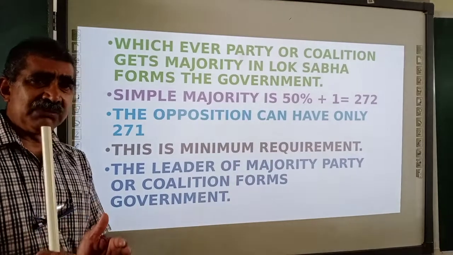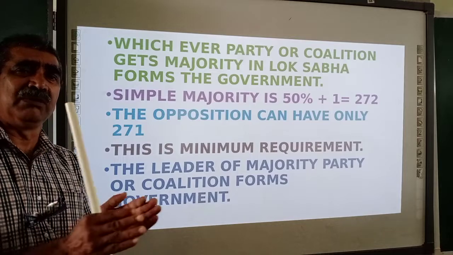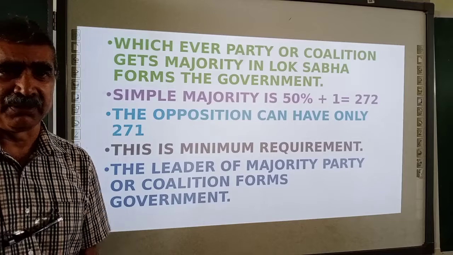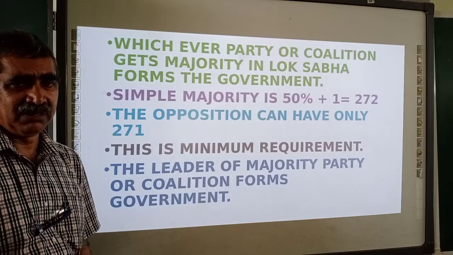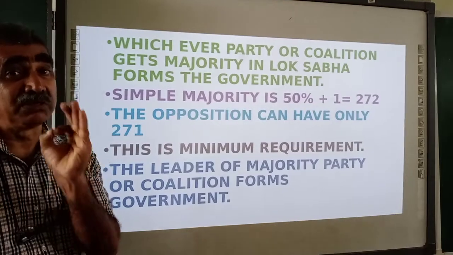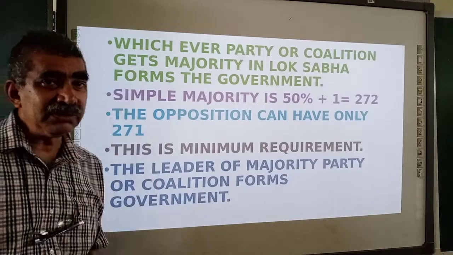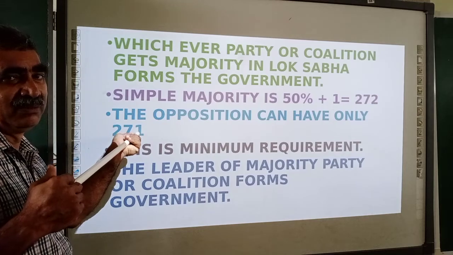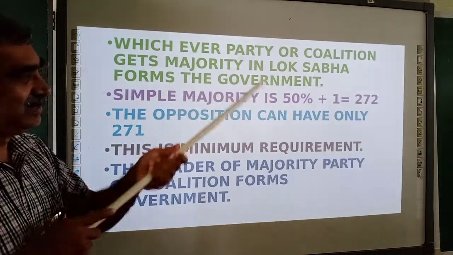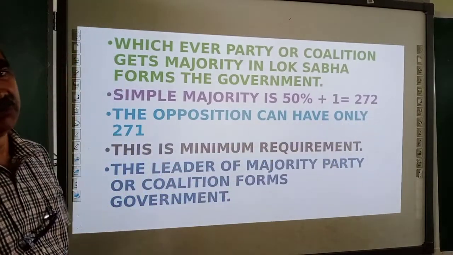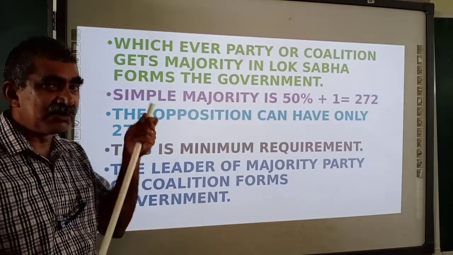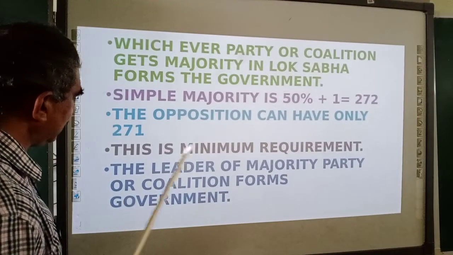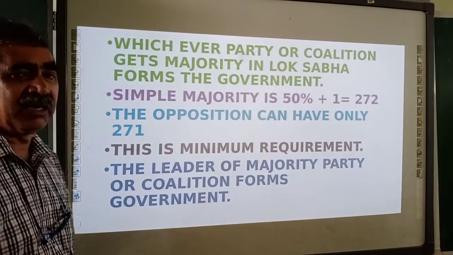All the members of the Parliament can support the government. It is not compulsory that there should be an opposition in the Parliament. Okay. This is the minimum requirement. Below that, 272, they cannot form the government because they are not a majority. The leader of the majority party or coalition forms the government and he becomes the Prime Minister.